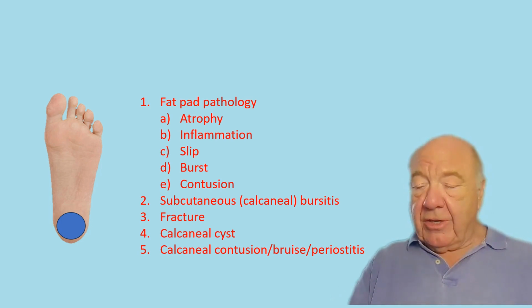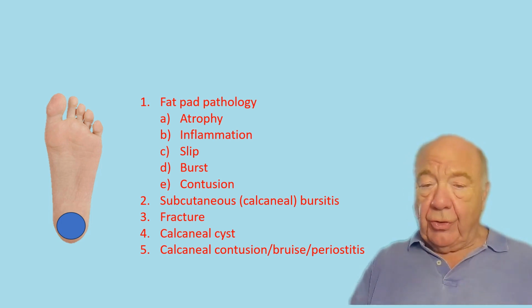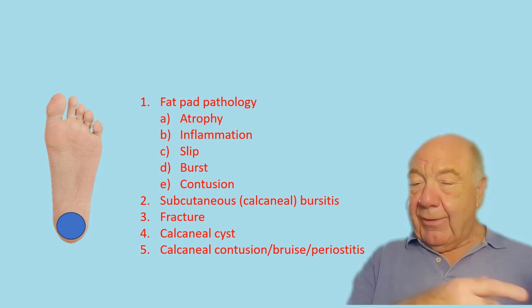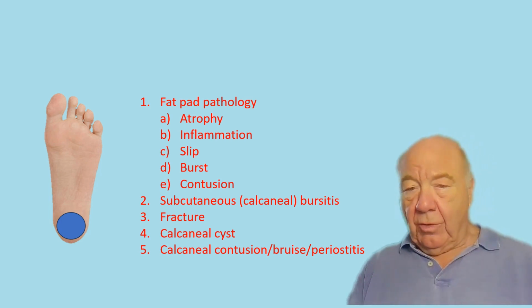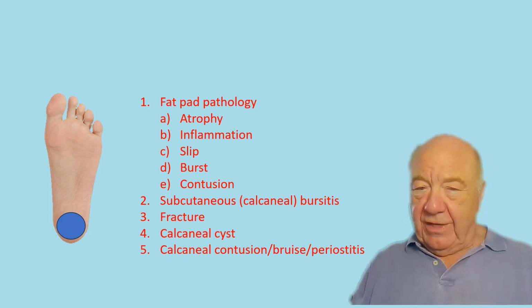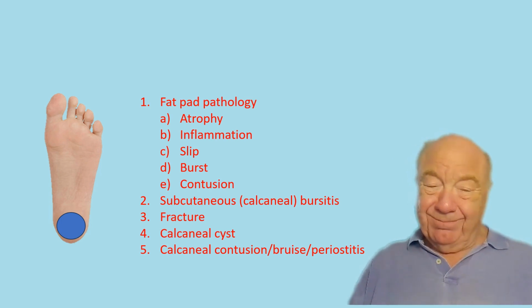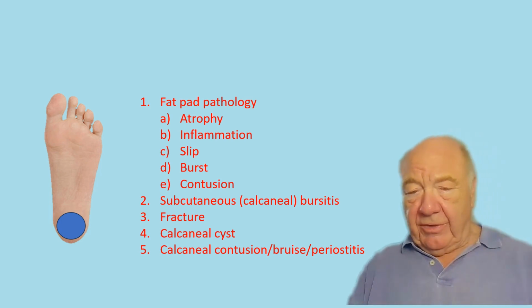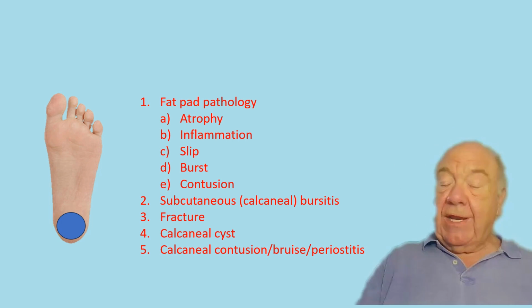Or the fat pad can be contused. Again, direct trauma is contused, and the history now is one of trauma, direct trauma to the heel, whereas with inflammation, you may not have that trauma. So that's one possibility. Subcutaneous calcaneal bursitis is another one.